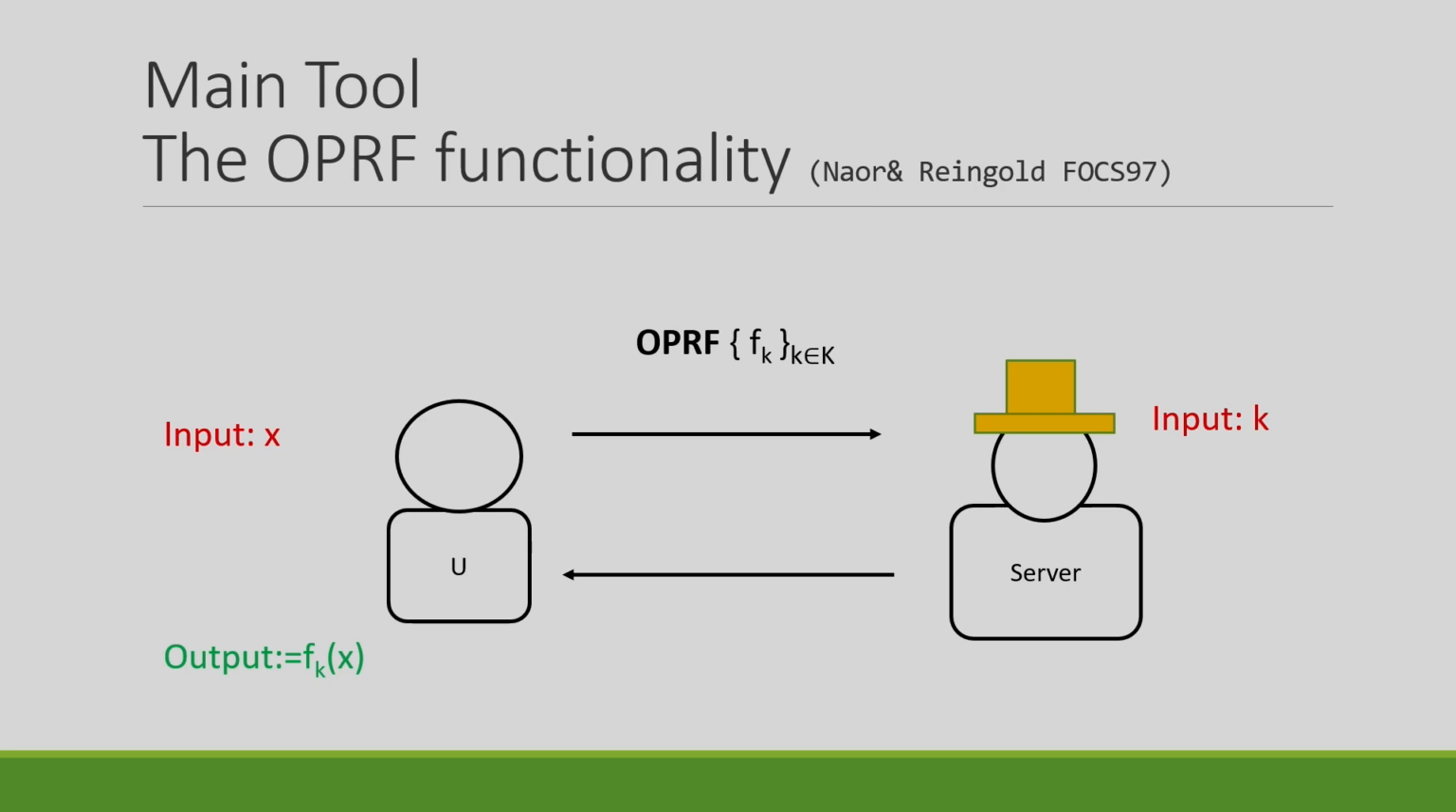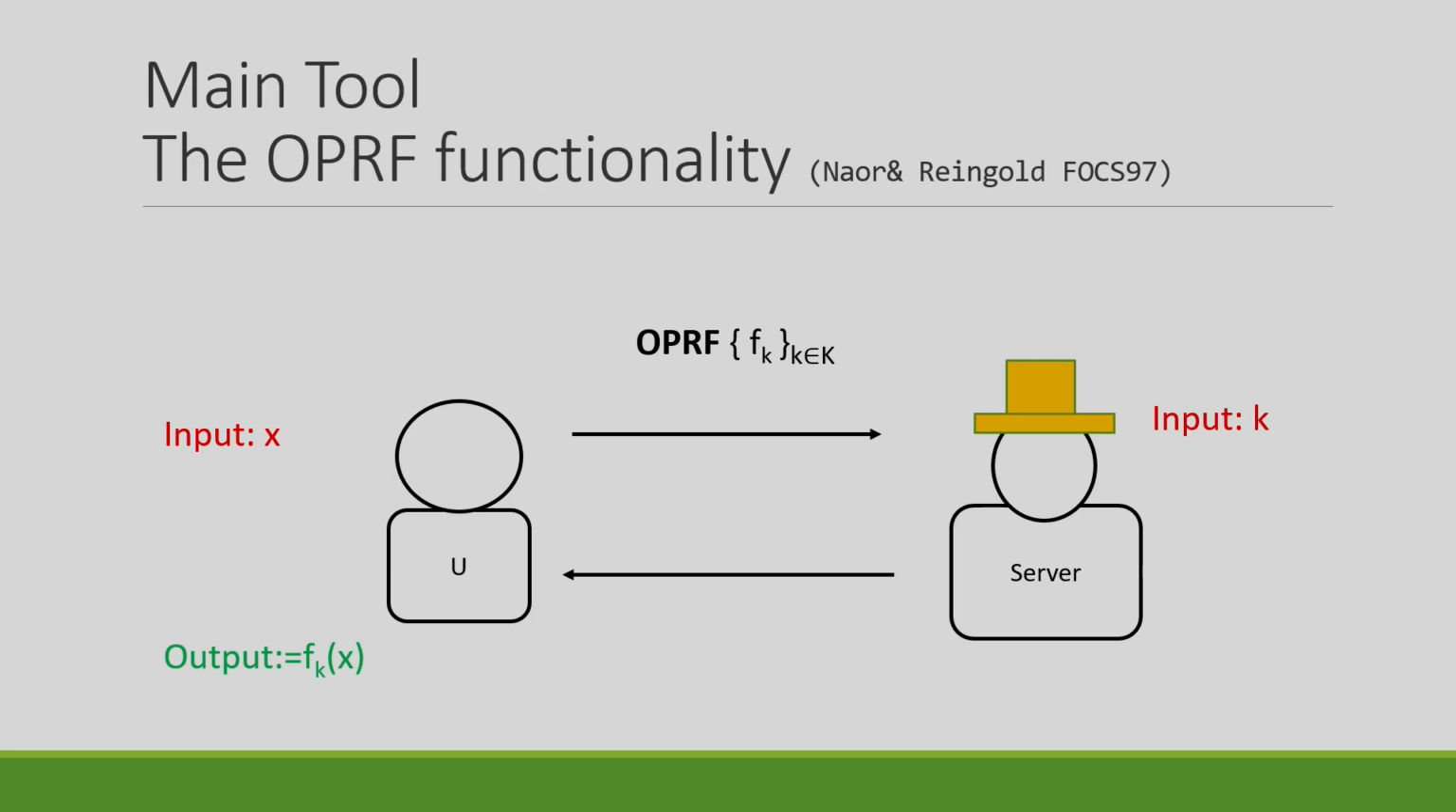And our main tool is a functionality for oblivious pseudo-random function evaluation. So this is a sort of old tool that was proposed by Naor and Reingold, and essentially is a two-party protocol that allows a user and a server to jointly evaluate an element from a pseudo-random function family in such a way that the server will choose the function, the client or the user will choose the input, and only the user will see the evaluation.